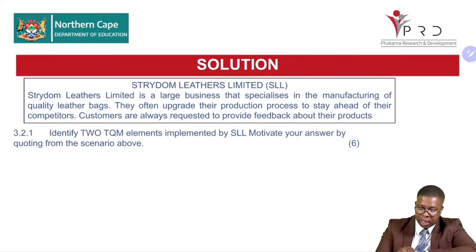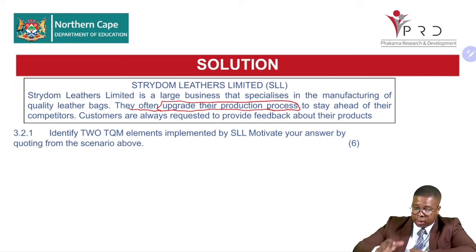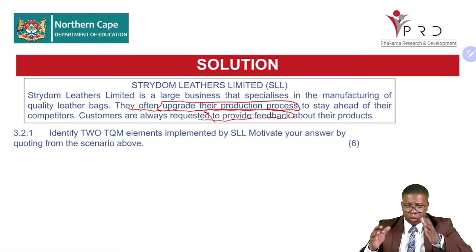Remember, we have two TQM elements. Look into this sentence here. It says upgrading their production process, which talks to improving the processes and systems in the business. And then customers are always requested to give feedback. Why? Because the business wants to make sure that customers are happy.